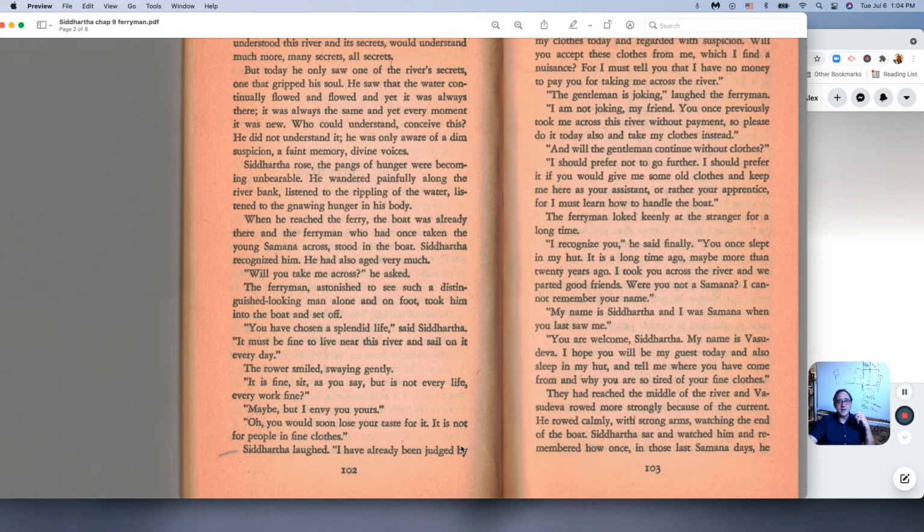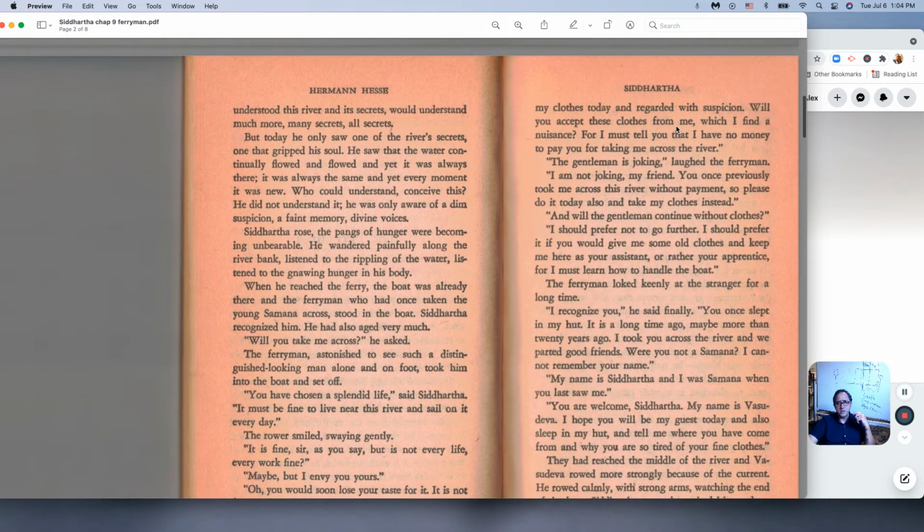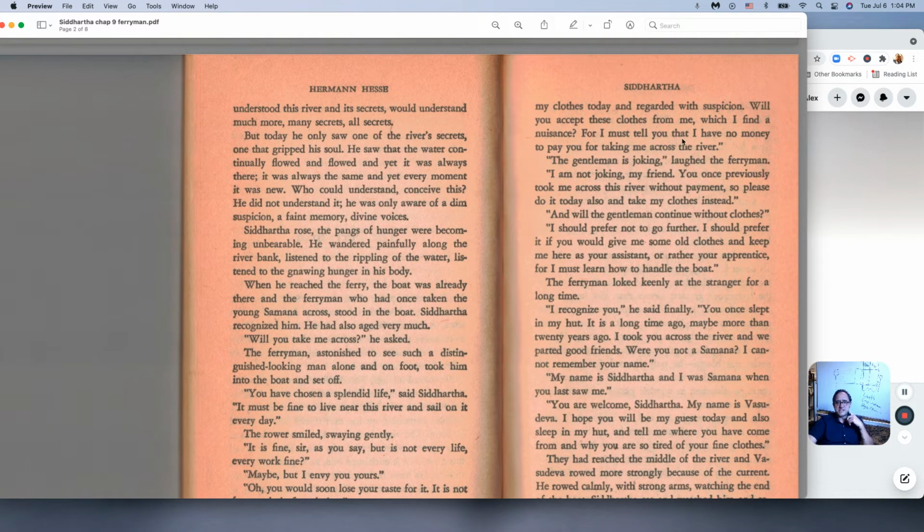Siddhartha laughed. "I have already been judged by my clothes today and regarded with suspicion. Will you accept these clothes from me, which I find a nuisance? For I must tell you that I have no money to pay for you taking me across the river." "This gentleman is joking," laughed the ferryman. "I'm not joking, my friend. You once previously took me across this river without payment, so please do it today also and take my clothes instead." "And will the gentleman continue without clothes?" "I should prefer not to go further. I should prefer it if you would give me some old clothes and keep me here as your assistant, or rather your apprentice, for I must learn how to handle the boat."